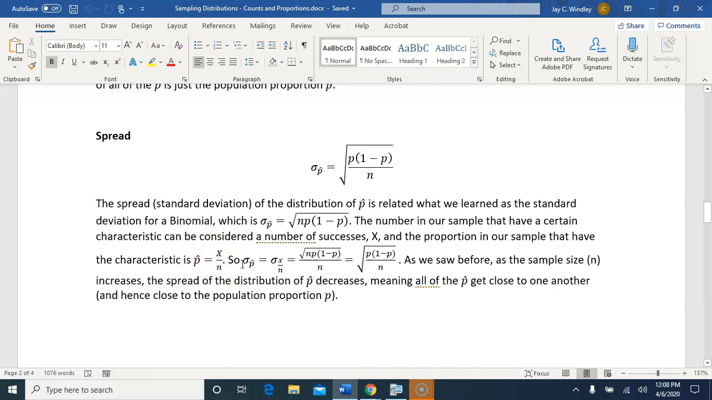So if I want to do the standard deviation of the P hats, I can do the standard deviation of the successes divided by N. And the standard deviation of the successes is radical N times P times 1 minus P. And if you divide that by N, you get radical P times 1 minus P over N. So once again, we have radical N in the denominator. So as the sample size increases, the distribution of the P hats becomes less spread out. The spread of the distribution of P hat decreases, meaning that all of the P hats will be closer to the population P.